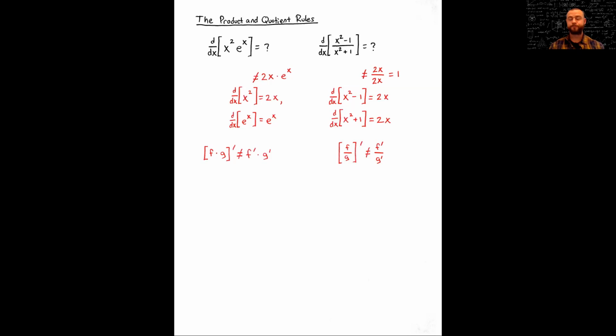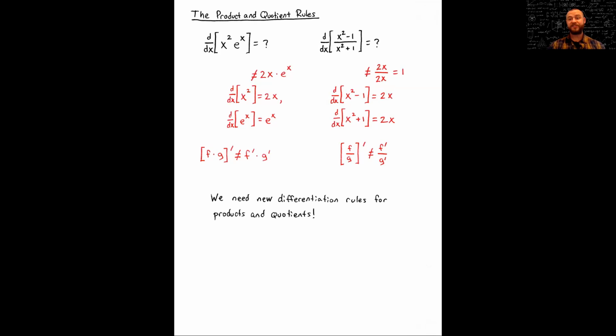Similarly, for the derivative of a quotient, it's not as simple as differentiating the numerator and then differentiating the denominator. So if these are not the right rules for the derivative of a product, f times g, or the derivative of a quotient, f divided by g, what are the correct rules? Well, we need to state two new differentiation rules, and they're named uncreatively. For products, we have something called the product rule. And for quotients, any guesses? We have something called the quotient rule.